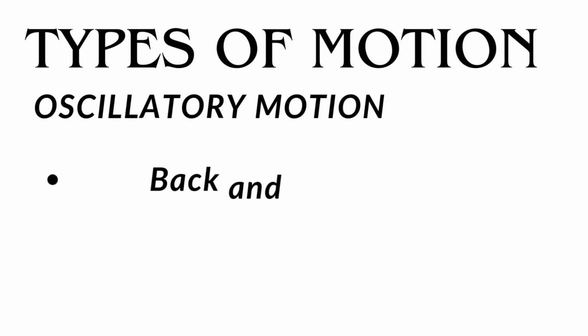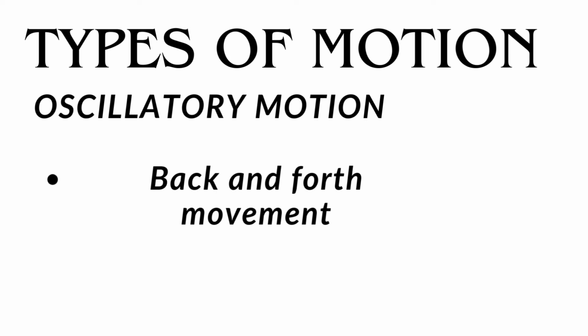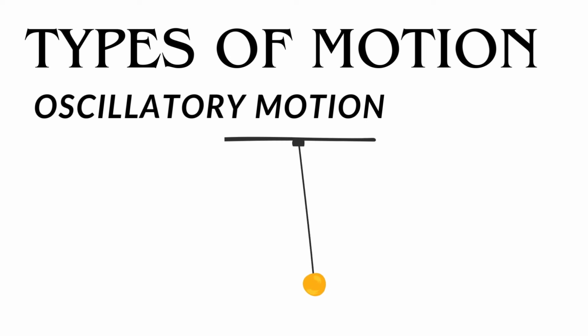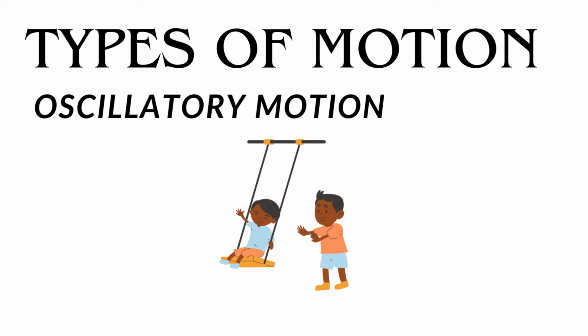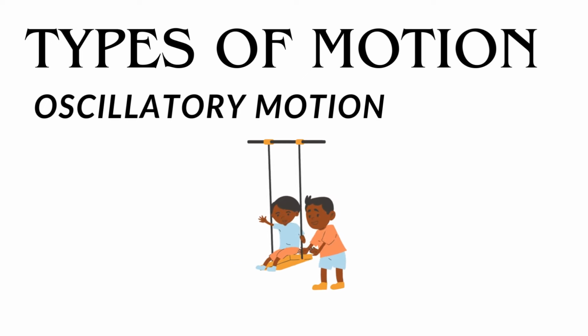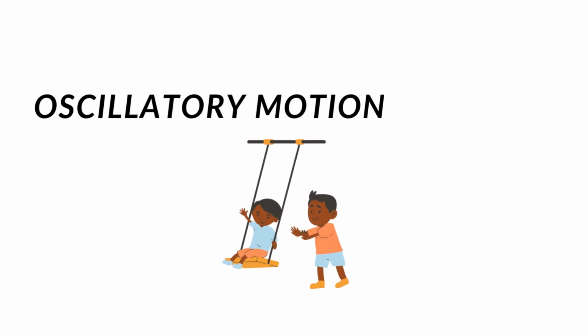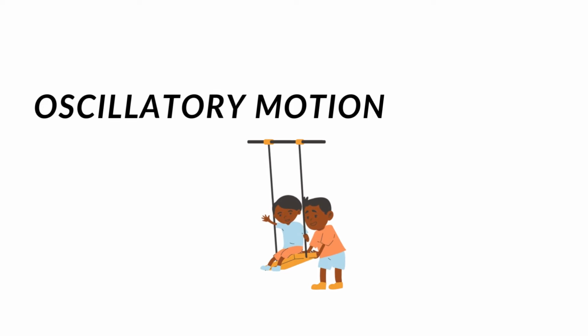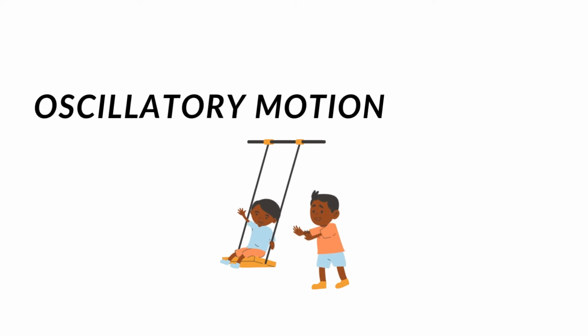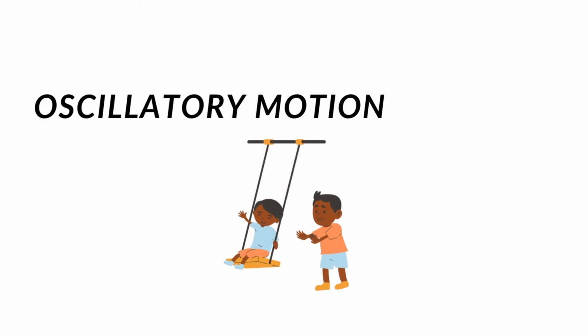Now the third type of motion is oscillatory motion. Oscillatory motion is the back and forth movement. Like, have you ever witnessed the motion of a pendulum? It moves back and forth, back and forth. Or all of you must have experienced a swing in a playground or children's park. This is oscillatory motion.